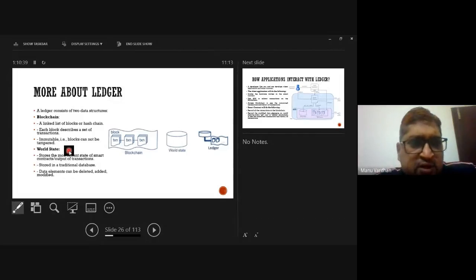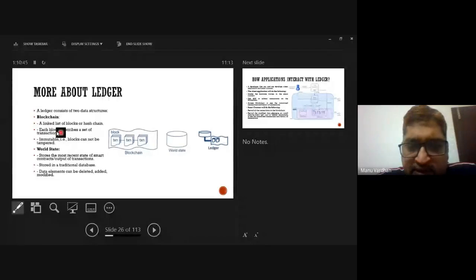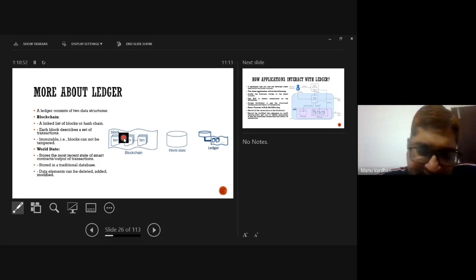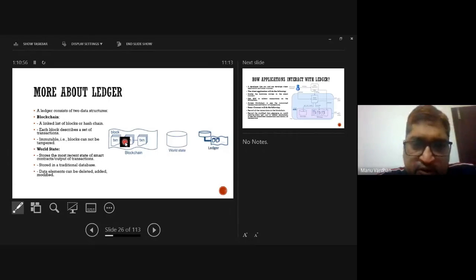This is what we have discussed. So all you need to understand is that a blockchain is nothing but a linked list of blocks. Each block contains some transactions. Some n transactions will be there depending on the size of the blocks, and these n transactions can be of the same domain or of different domains.